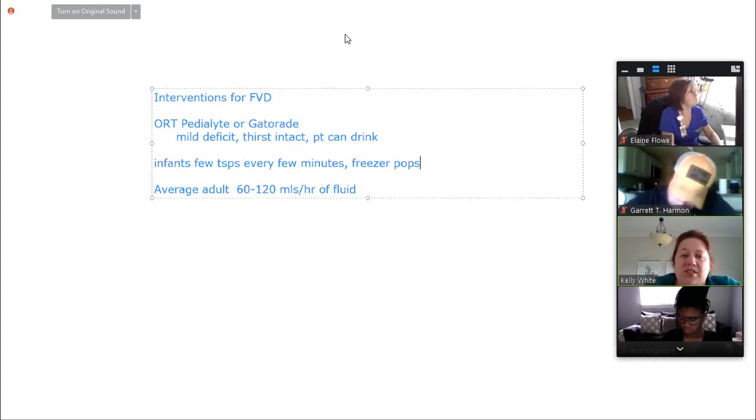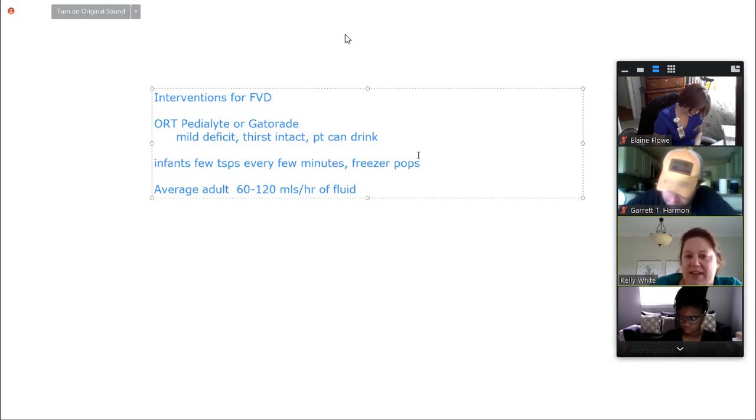You do want to start out with those Pedialytes or Gatorades. You do not want to give them any kind of formula or lactose products. Oh, they make Pedialyte pops now. Cool. There you go. All right. So no formula, no lactose-based fluid. So we're going to stick with these electrolyte-based replacement fluids.